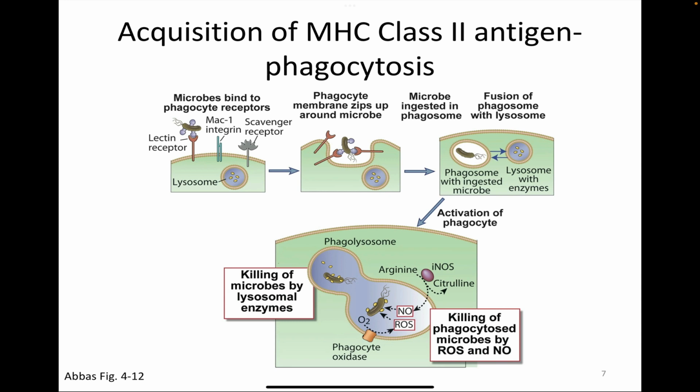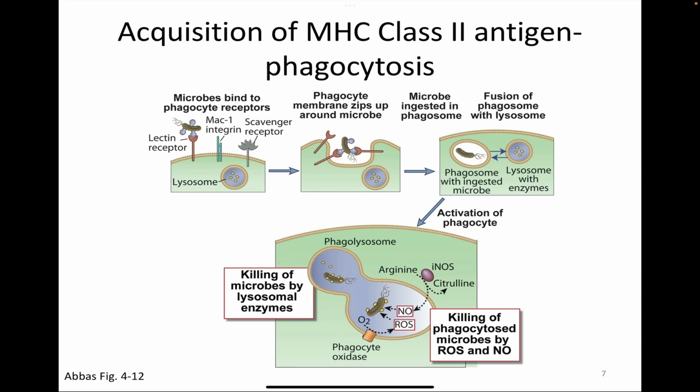This is just like what we saw with neutrophils and macrophages degrading microbes and killing them. It also just so happens that this is going to be the beginning of the MHC class 2 pathway. And so phagocytosis is something we've already talked about. And it is one of the ways that we acquire antigen for class 2. It is not the only way that we can acquire antigen for class 2, however.